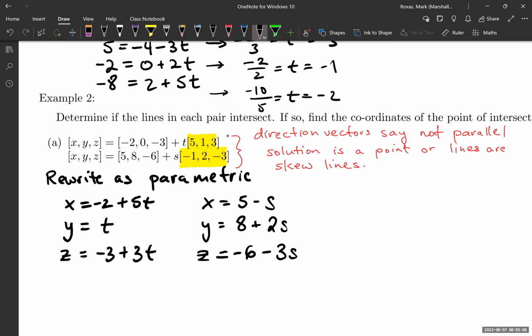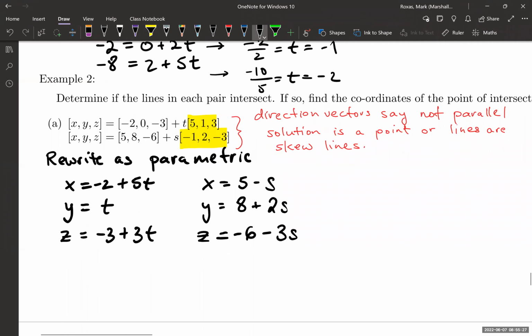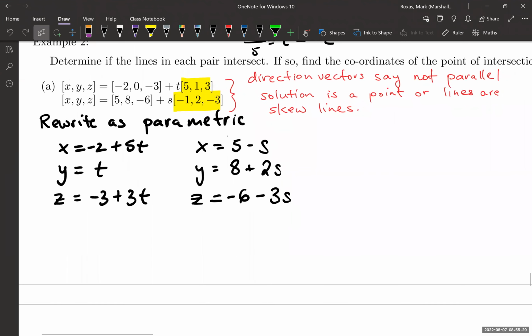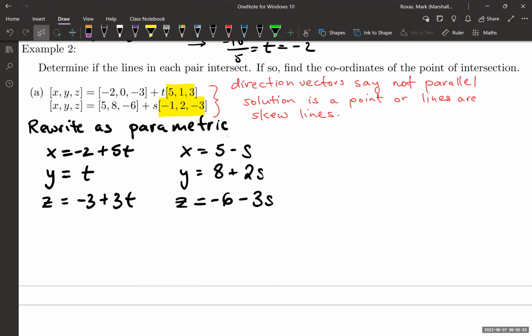Just like solving two linear systems from a couple of years ago, you can do the same thing here. We're going to equate each parametric equation. If they're going to have a common point of intersection, then x, y, z and x, y, z should come out to be the same value. So I can equate each parametric equation, starting with the first two. I'm going to equate the x's here. So -2 plus 5t equals 5 minus s.